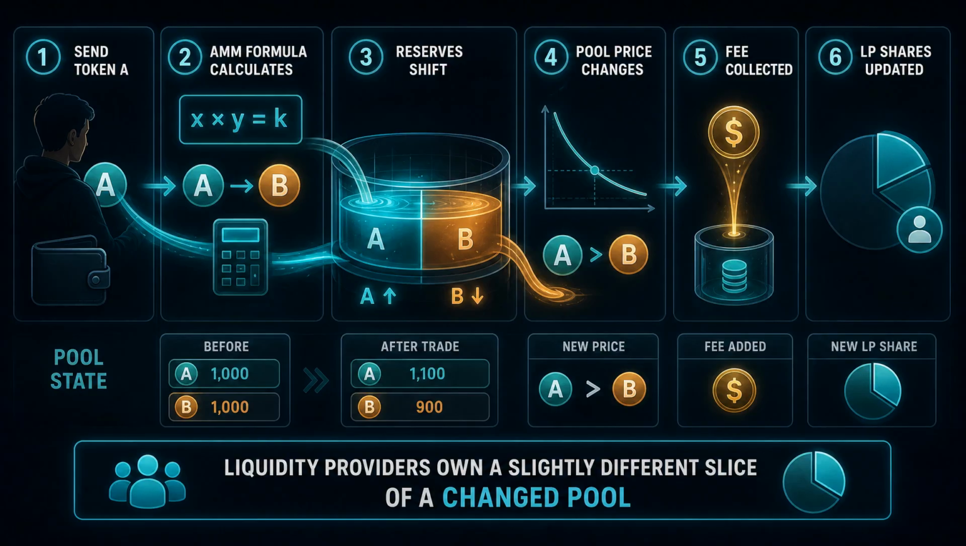Put the pieces together. A trader sends token A into the pool. The AMM formula calculates how much token B comes out. The reserves shift. The pool price changes. A fee is collected. Liquidity providers now own a slightly different slice of a changed pool.